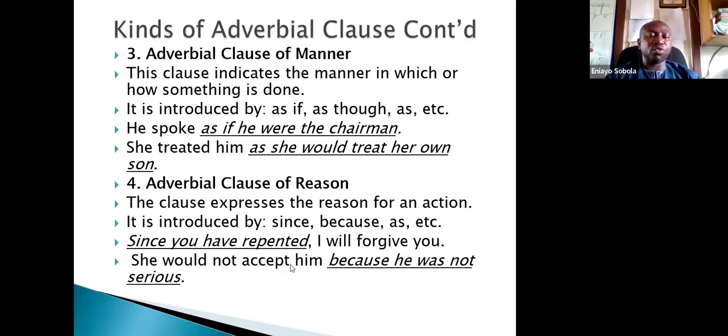She will not accept him because he was not serious. What's the reason for not accepting? Because he was not serious modifies the verb would not accept. So that one states reason.